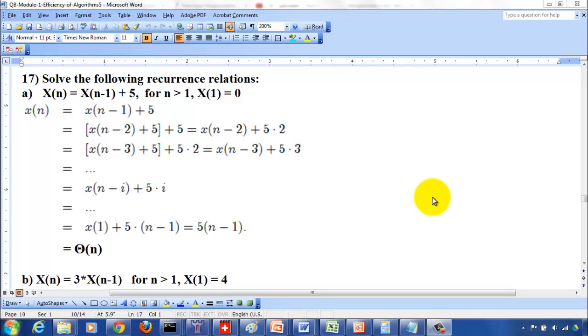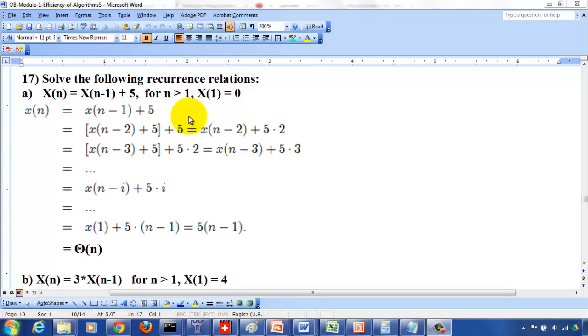Okay, so now let's see how to solve the recurrence relations. We have here x of n is x of n minus 1 plus 5 for n greater than 1, and x of 1 is 0. So x of n is x of n minus 1 plus 5. So I'm going to do kind of like an induction approach.